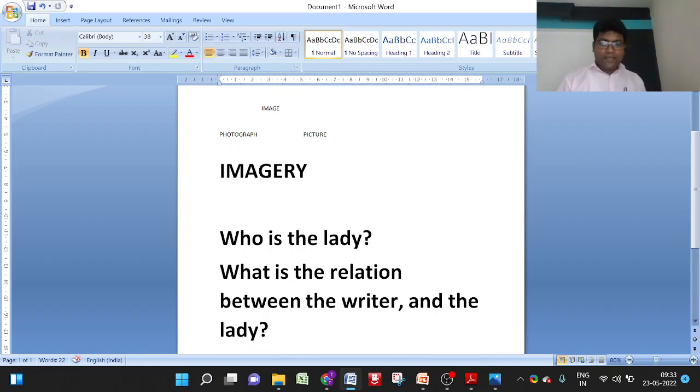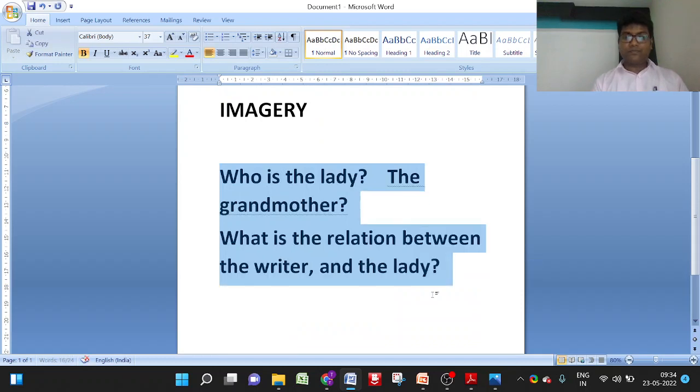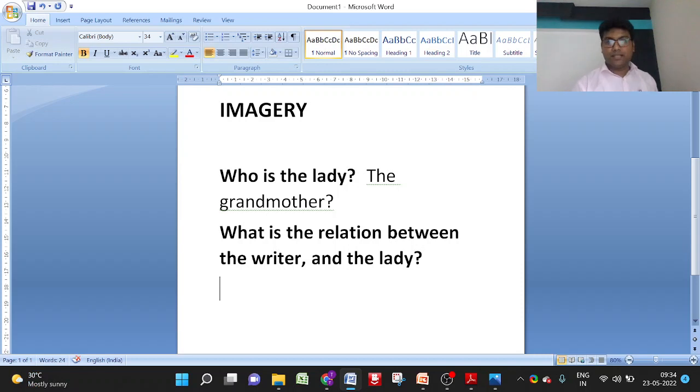Now, to break your suspense, I'll tell you this lady is the grandmother. Whose grandmother? Yours? Mine? No. She is Khushwant Singh's grandmother. So the second answer is also very clear to us. If the lady is the grandmother, then definitely the person is Khushwant Singh and the relationship is very much clear: grandmother and grandson.